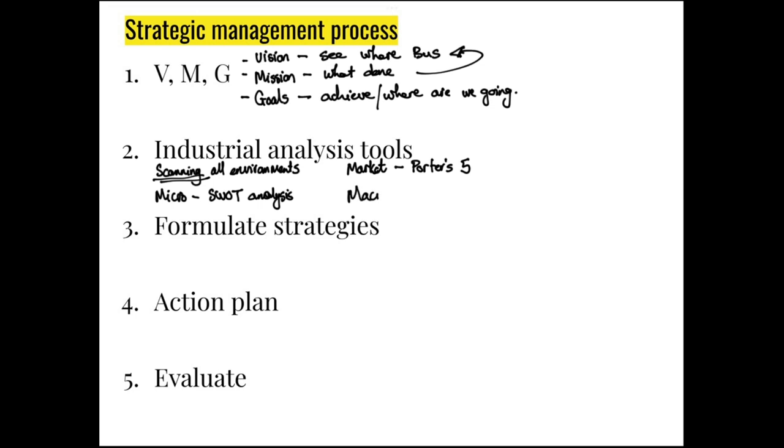Then you've got your macro environment that's completely outside the business. There's no control, there's no influence. The only thing the business can do is adapt. That you need to know. And then what we use in the macro environment is the PESTEL analysis. The PESTEL analysis consists of all the components, which is political, economic, social, technological, legal, and environmental. Those are the factors that you look at for things that influence your business.